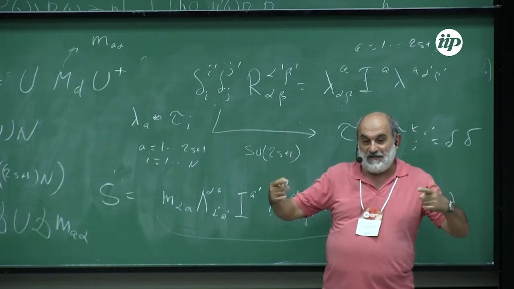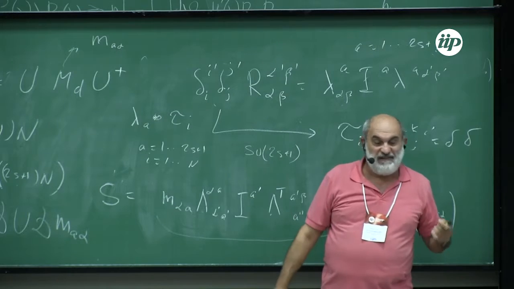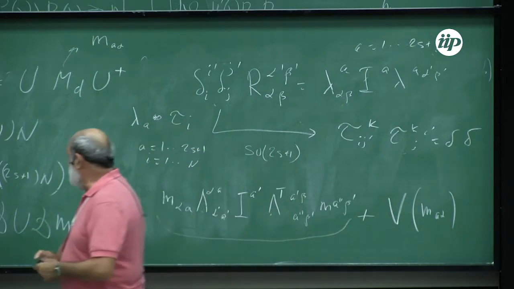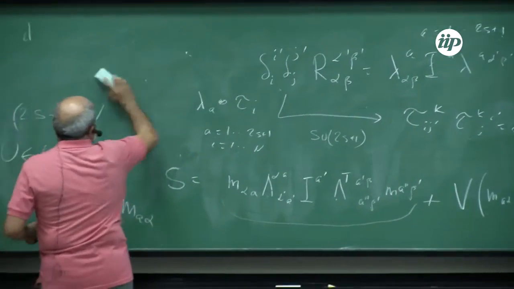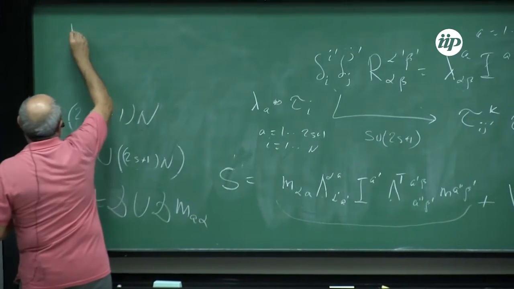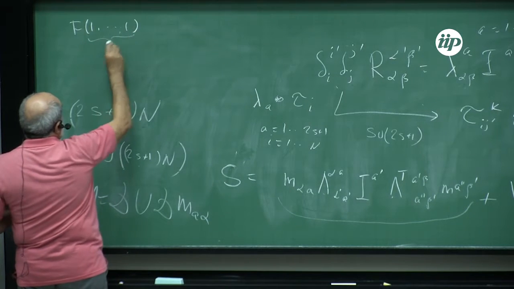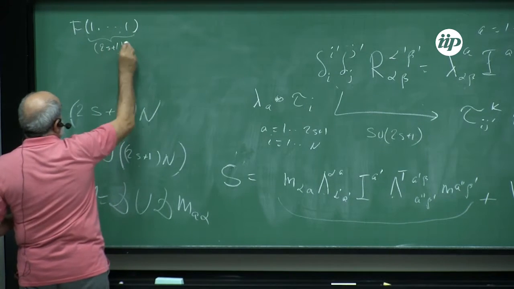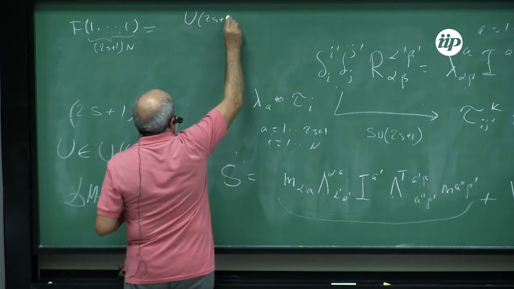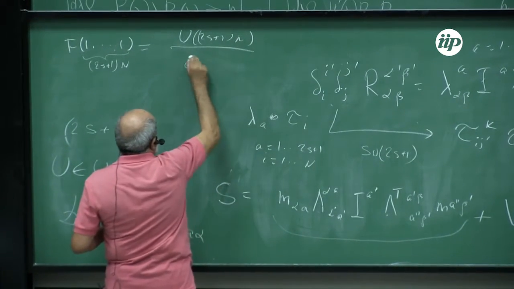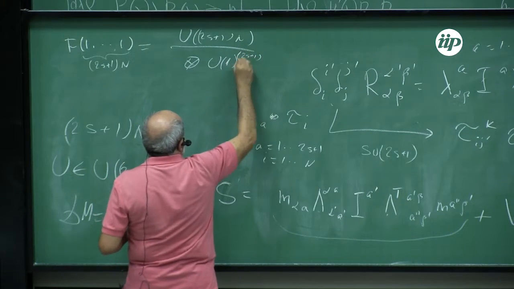Then mathematics tells us that the orbits in the adjoint space are so-called flag manifolds. This is the full flag manifold, with standard notation like this: U(2S plus 1)N cross U(1) to the power 2S plus 1 times N.